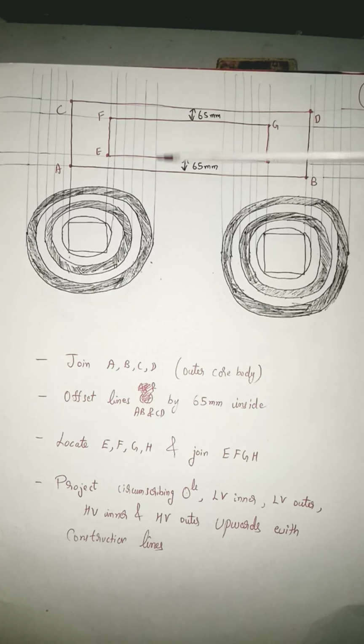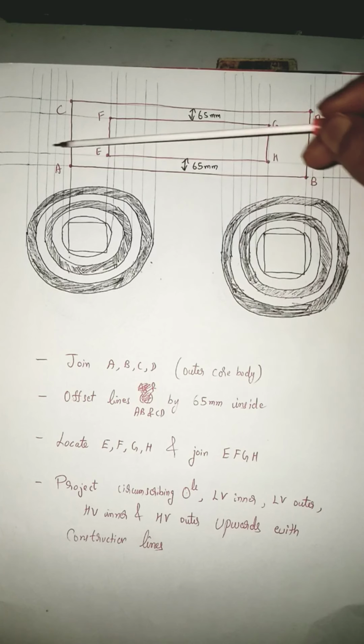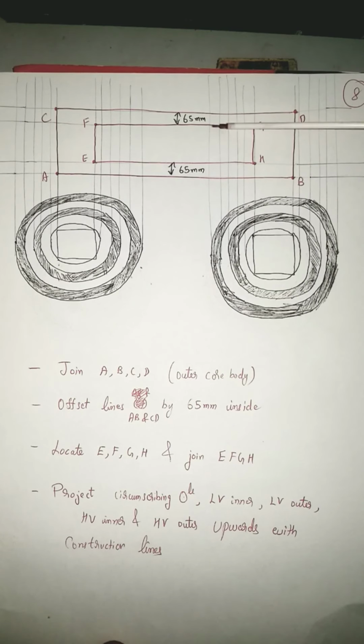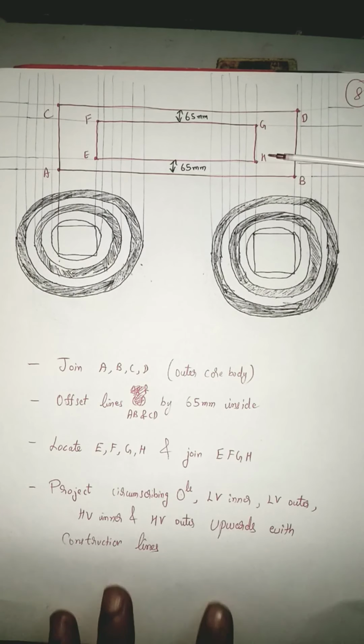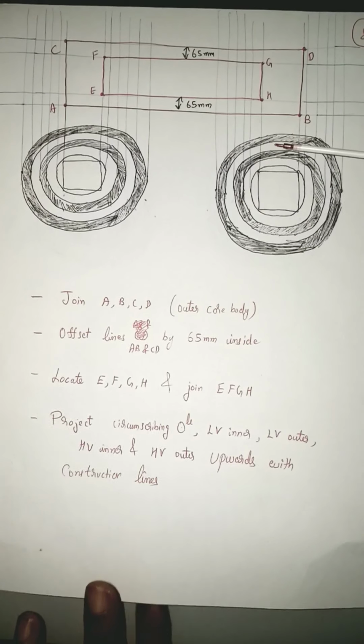So from the top and from the bottom, at a distance of 65, I'll be drawing two construction lines as I explained just now. If I draw those construction lines, wherever they touch the core's projection lines, I'll get the points E, F, G and H. The same thing I've given here in steps.